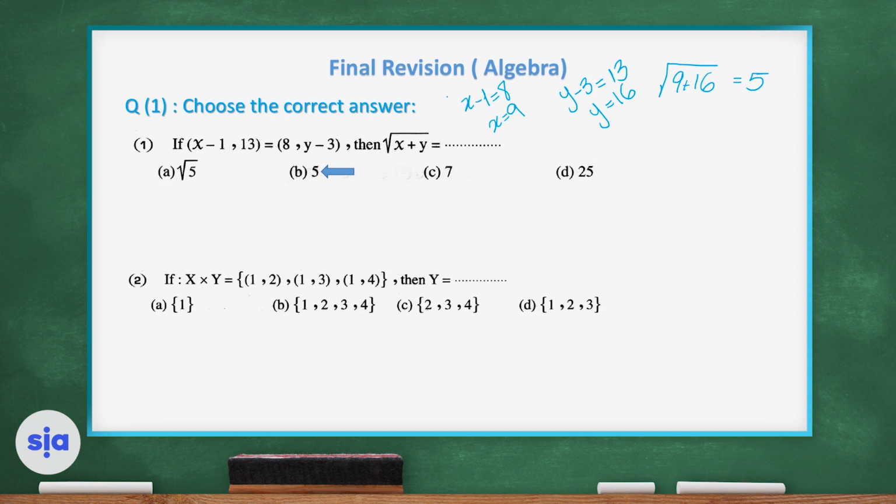If x times y is a set of ordered pairs (1, 2), (1, 3), and (1, 4), then what is y? As you can see here, when we multiply, y is the second part. So its elements are always the second part, or the y part, in each ordered pair. So in this case, the elements of set y are 2, 3, and 4. So the right answer here for question 2 is choice C.